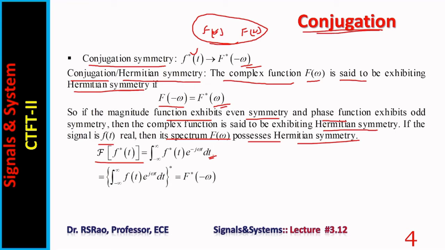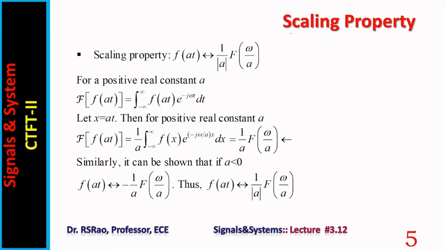This is the defining relation of the transform. Then it can be manipulated slightly, resulting in it being equal to the conjugate of F of minus omega. We move on to another property, the scaling property. The scaling property in mathematical form states that the Fourier transform of f of at is a constant, 1 by mod a, F of omega by a. How has this relation come about?